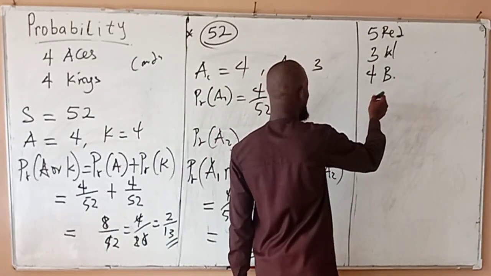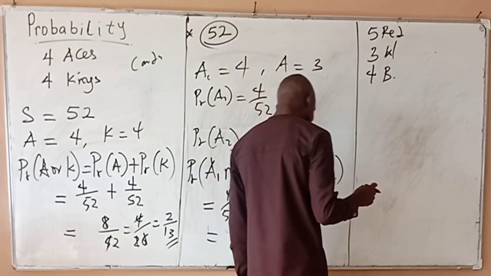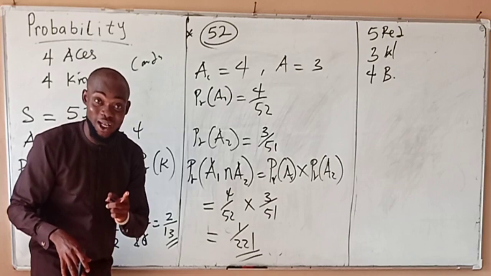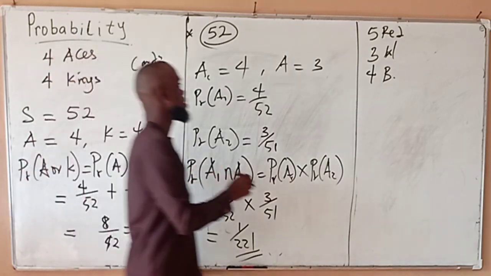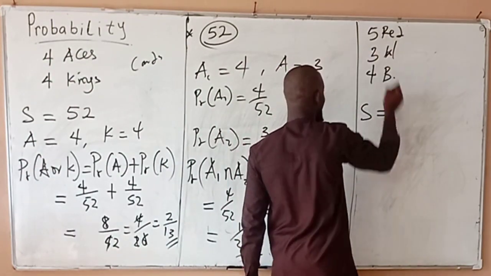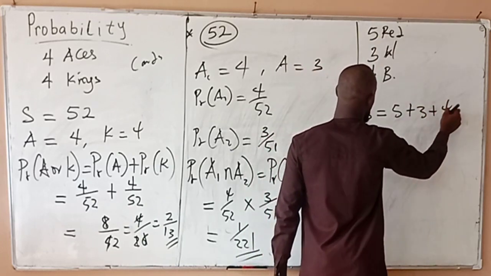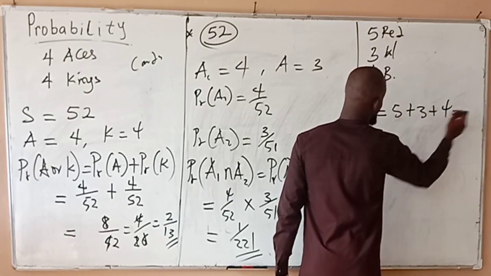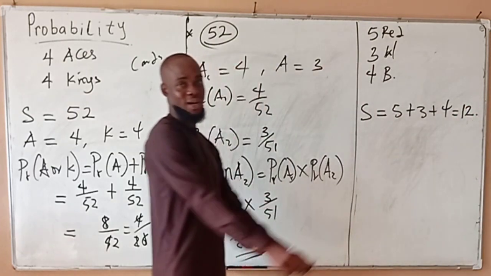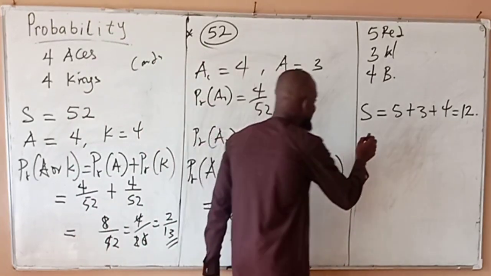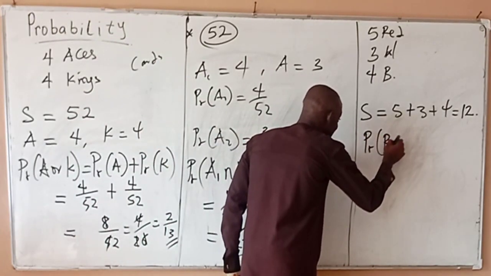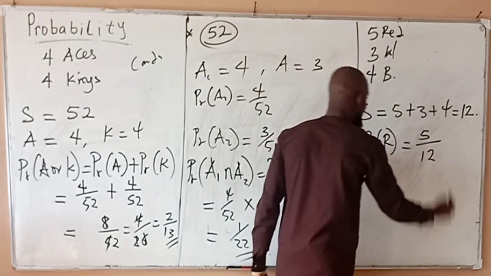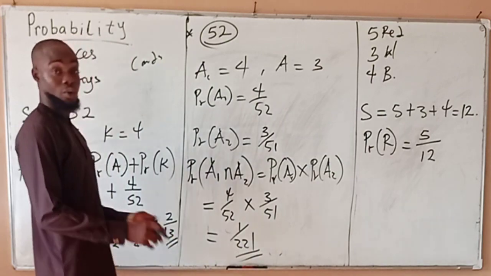Now remember, I told you before that the probability of A and not A must be equal to 1. Start from that place. So remember, what is the sample space here? We have 5 plus 3 plus 4, and the total number of balls is 12. First, what is the probability of having a red ball? How many red balls do we have? 5 over the total, 12. That is the probability of having a red ball.